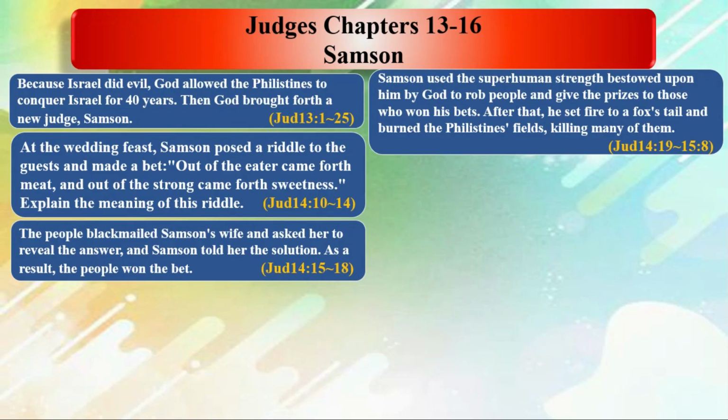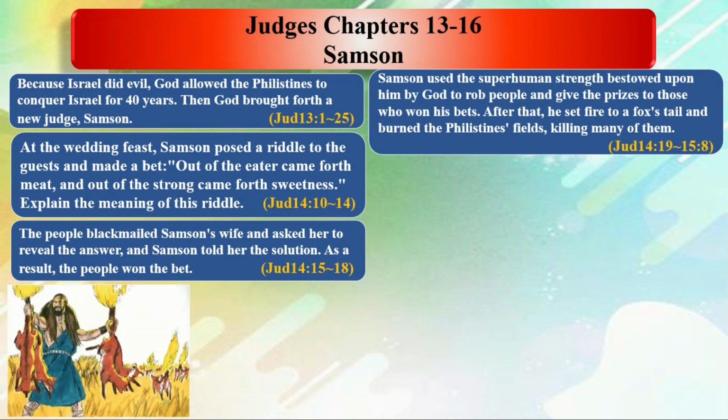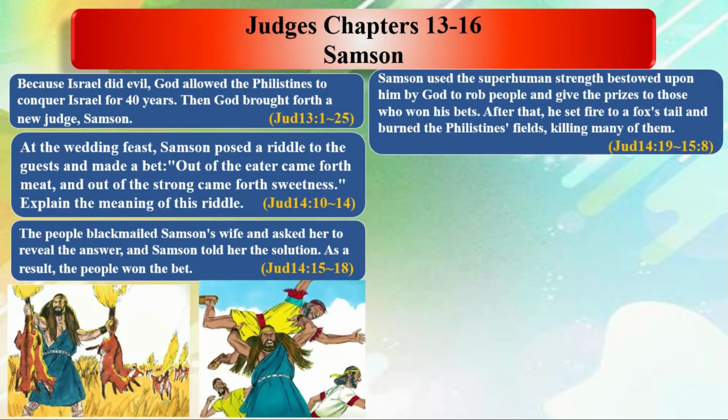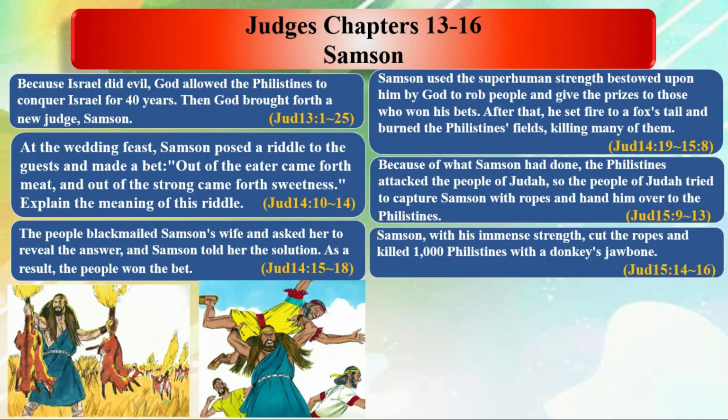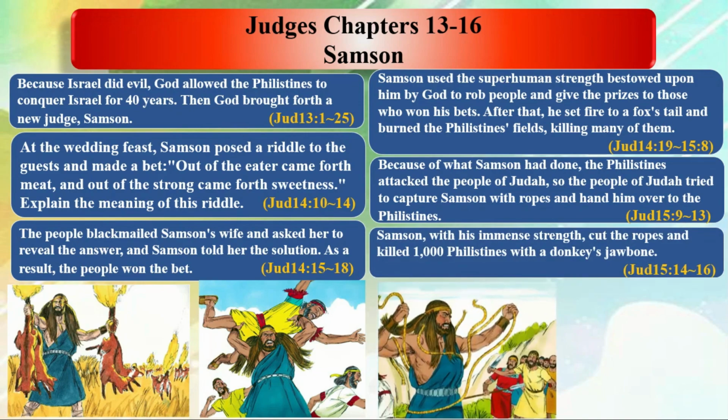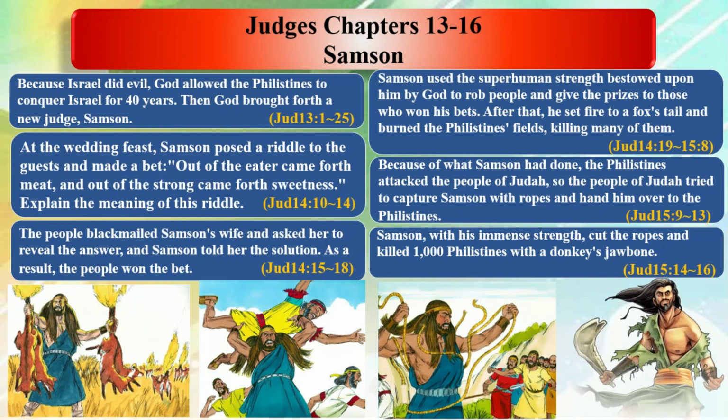Samson used the superhuman strength bestowed upon him by God to rob people and give the prizes to those who won his bets. After that, he set fire to a fox's tail and burned the Philistines' fields, killing many of them. Because of what Samson had done, the Philistines attacked the people of Judah, so the people of Judah tried to capture Samson with ropes and hand him over to the Philistines. Samson, with his immense strength, cut the ropes and killed 1,000 Philistines with a donkey's jawbone. Samson's story continues.